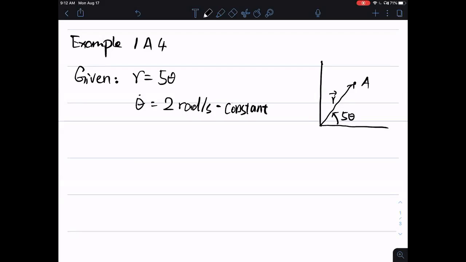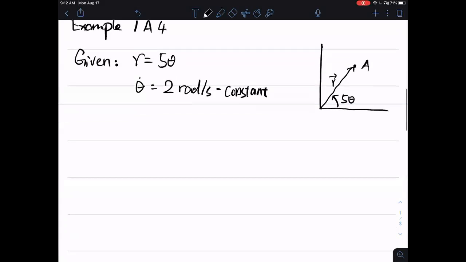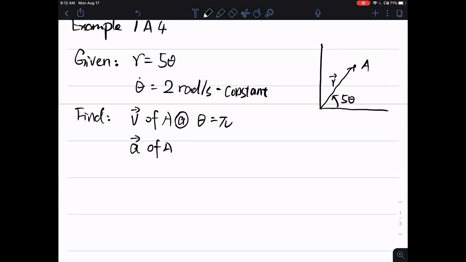So whenever you see the word constant, I would just put that constant right after that value to remind myself that it is a constant. So theta dot is a constant. What we need to find are velocity of A at a certain angle when theta equals pi. Also need to find acceleration of A at the same angle, theta equals pi.